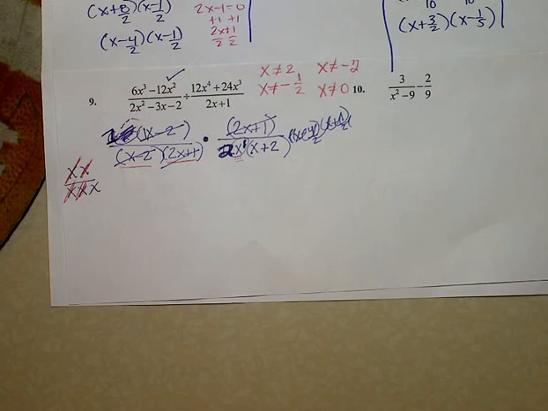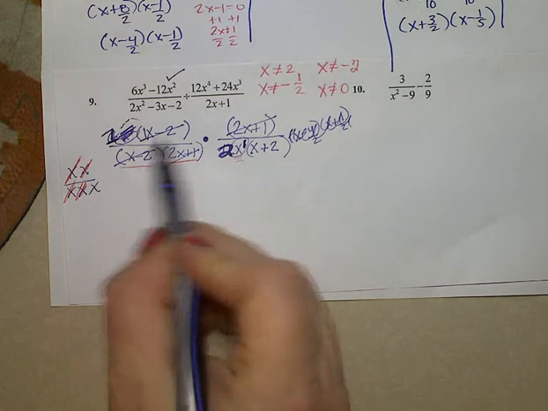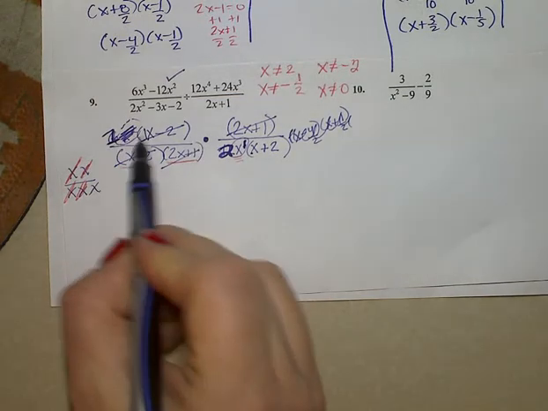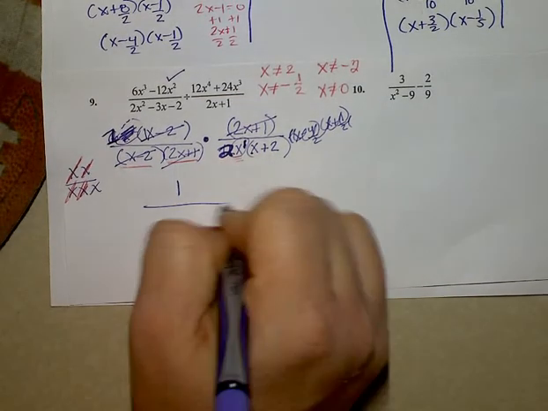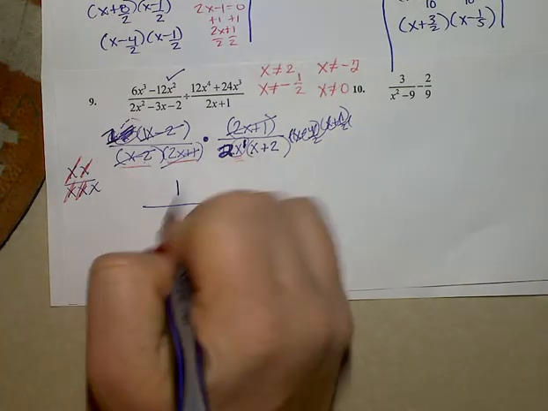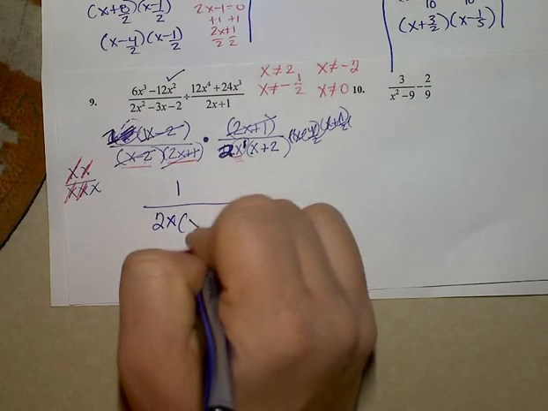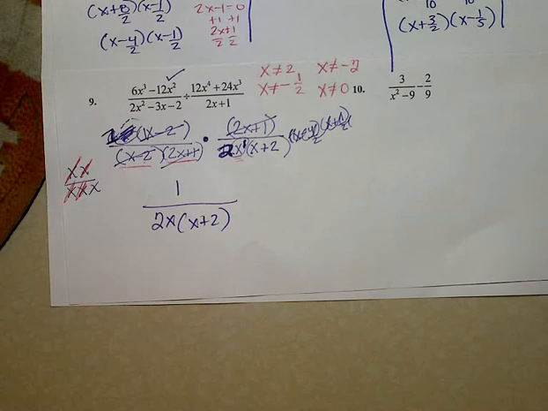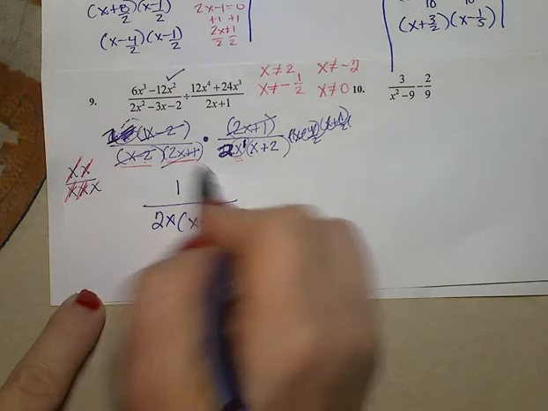Remember, when we eliminate them, it doesn't just magically go away. What do these actually turn into? So 1 times 1 times 1 times 1 is 1. On the bottom, 1 times 1 times 2 is 2. There's 1x and an x plus 2. That is our final answer.